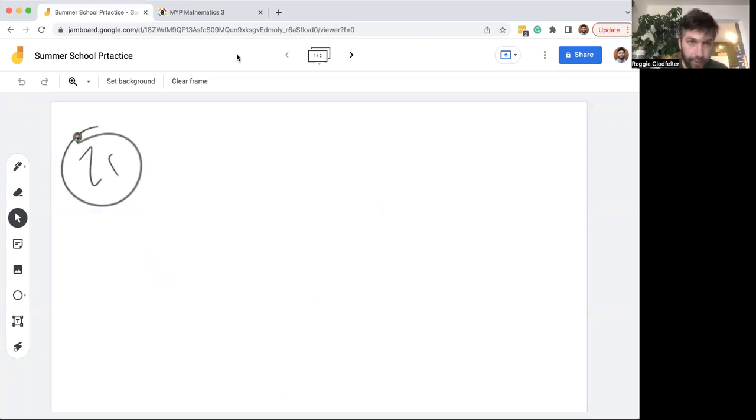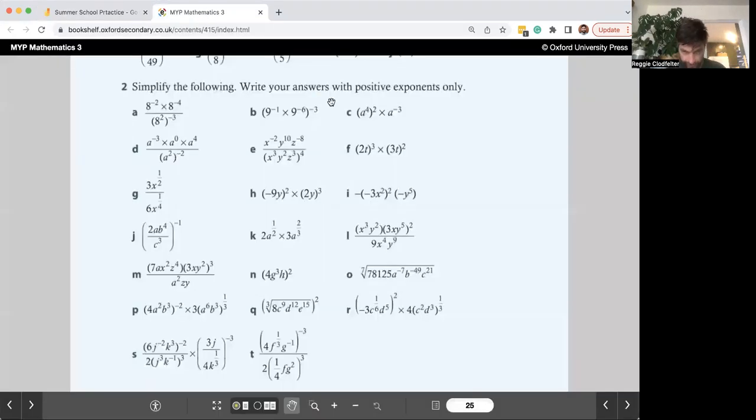2r. Closing in, 2r. Okay, we've got negative 3 times c to the 1/6, d to the 5th. Oh, I wrote that one, c. And all that is squared times 4 c squared d cubed to the 1/3.